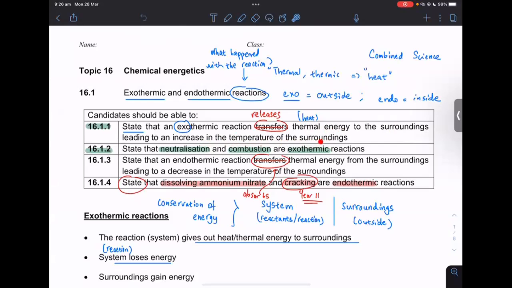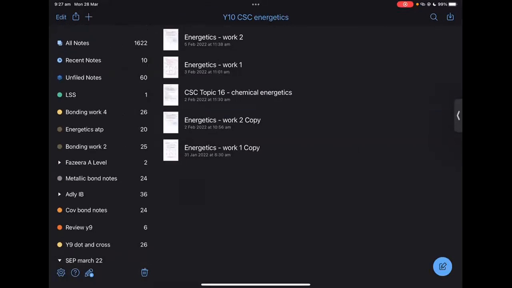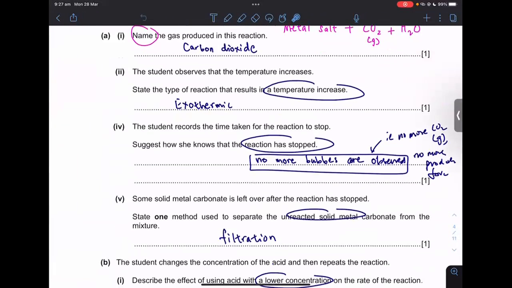Why does the solution get hotter? What is the type of reaction? Exothermic reaction, because the solution gets hotter. There are some other things in here. These are all what candidates should be able to do, and if candidates are not able to do them, you can't blame Cambridge and you can't blame other people but yourself for not preparing.